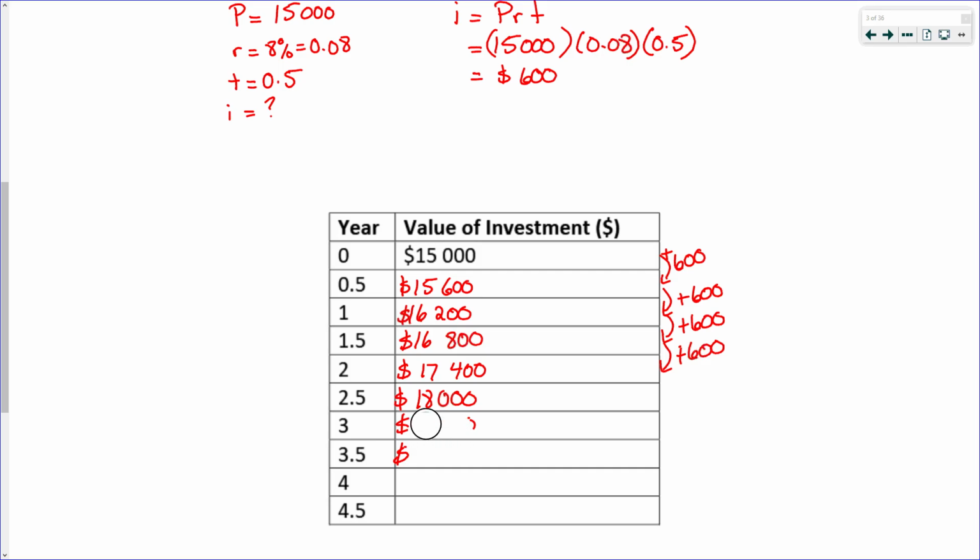Sorry, I made a mistake there. 18,000 plus another 600 would be 18,600. The next one would be the 19,200. And then we have 19,800. And to finish off would be 20,400. So yeah, again, all I'm doing is adding 600 each time. So at the end of 4.5 years, this person would have 20,400.